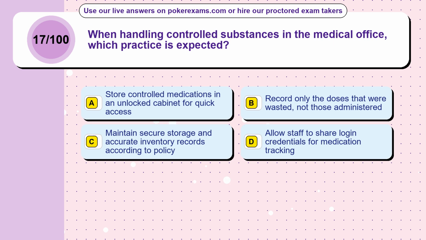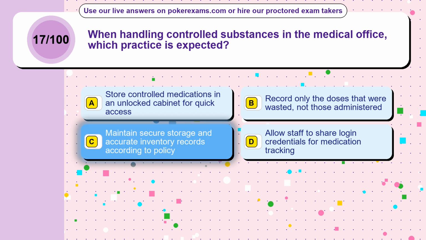Question 17. When handling controlled substances in the medical office, which practice is expected? Option A. Store controlled medications in an unlocked cabinet for quick access. Option B. Record only the doses that were wasted, not those administered. Option C. Maintain secure storage and accurate inventory records according to policy. Option D. Allow staff to share login credentials for medication tracking. The correct answer is option C.